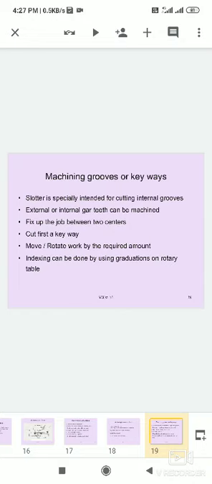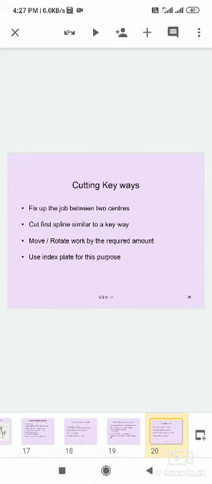Move or rotate the work by the required amount. Indexing can be done by using graduations on the rotary table. Cutting keyways is easily done. Cutting keyways is machined on the workpieces at the end point or the center point, fixing the job between the two centers. It can be the left end, right end or middle portion.